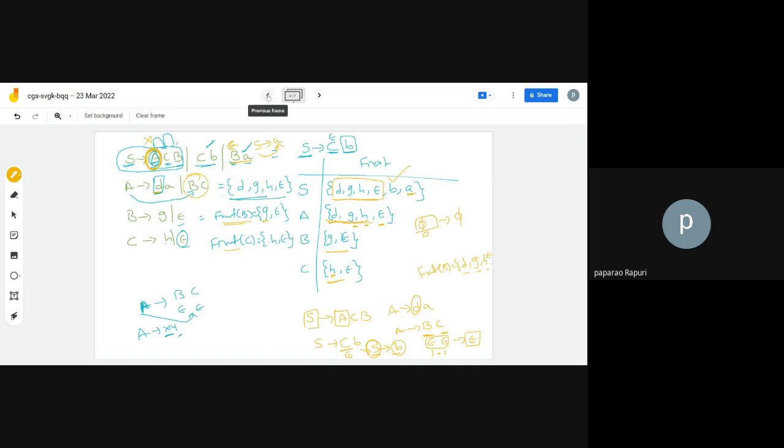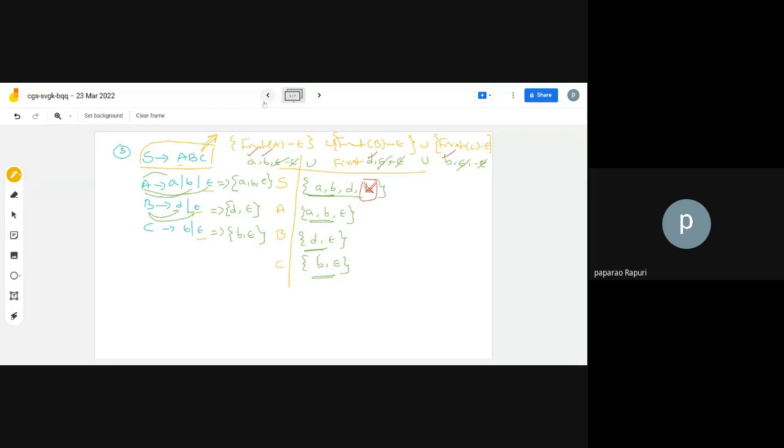So please move to the previous problem. Here A is producing epsilon, and B is also producing epsilon, and C is also producing epsilon. 1 into 1 into 1, or epsilon into epsilon into epsilon, that is epsilon. So here S is indirectly producing epsilon. That's why we need to add epsilon also.